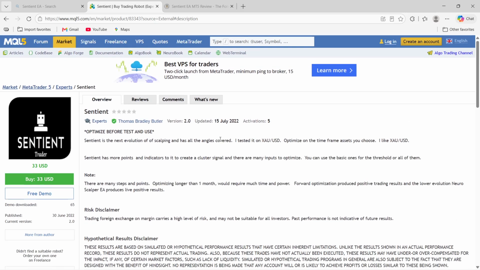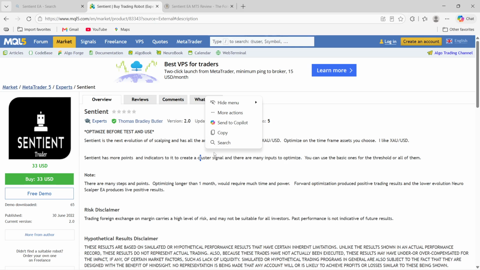Right, just expanded that so we can see it more clearly. Alright, Sentient is described as the next evolution of scalping, as you can see. And it's pretty clear that the EA is built around a cluster of indicators and points. All these have to line up before it fires the trade. They emphasize that there are many inputs and that you can either stick to some basic threshold settings or go much deeper and use all of the internal filters.